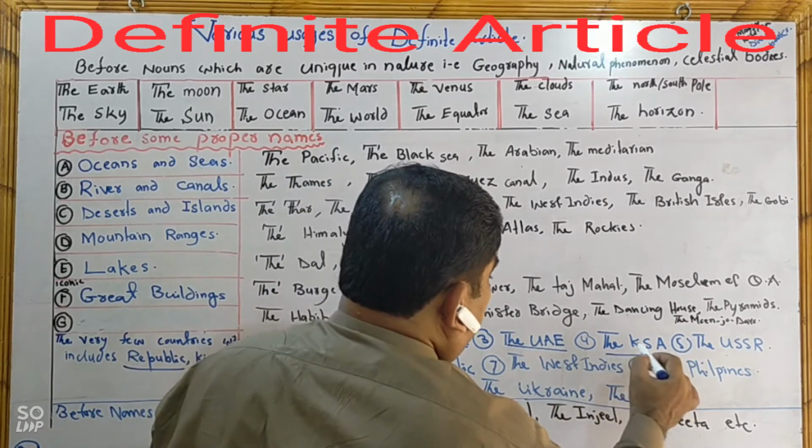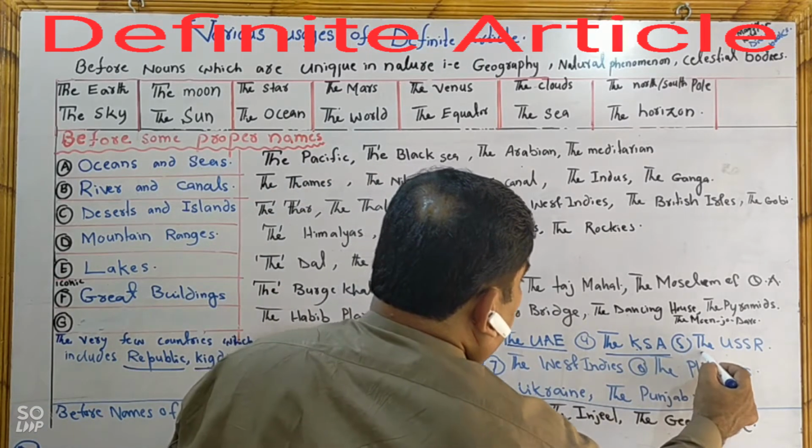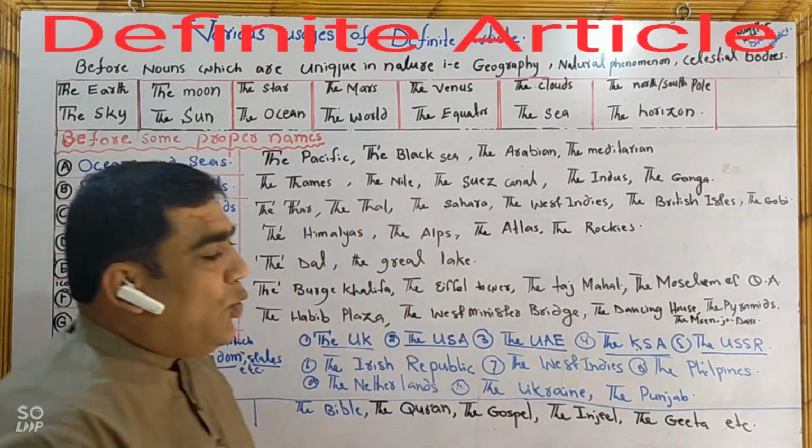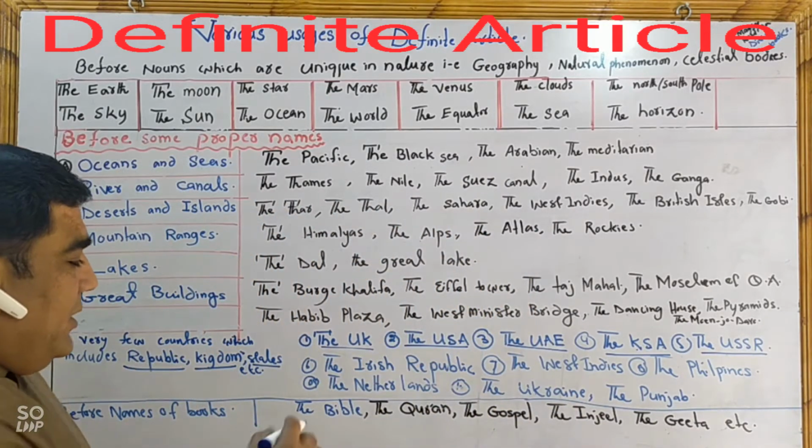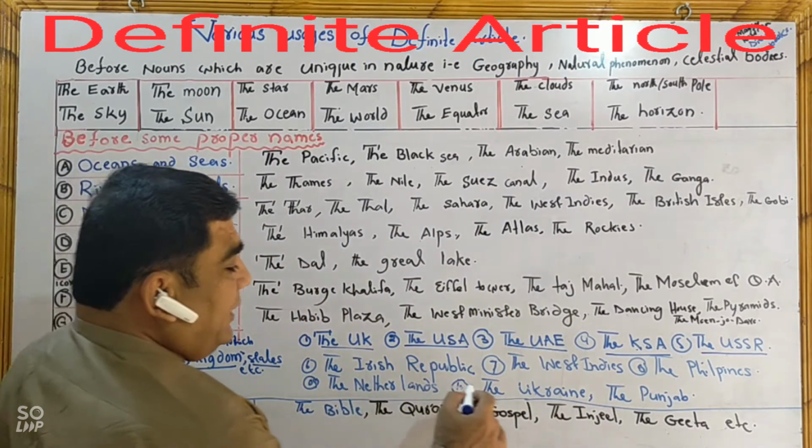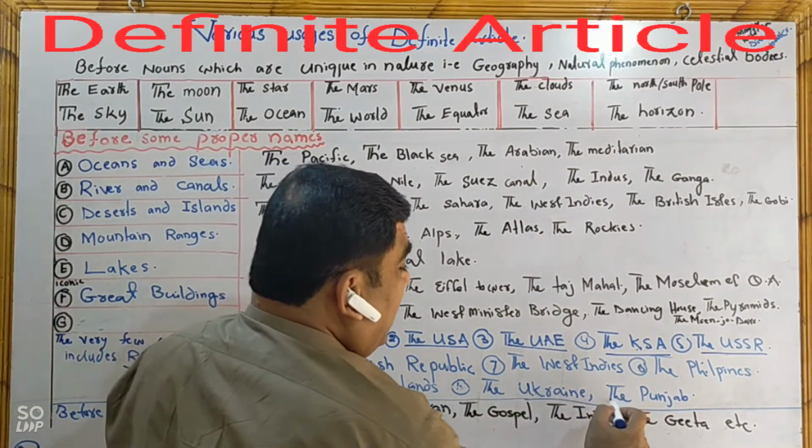The UAE, the KSA, the Kingdom of Saudi Arabia. The USSR, the old name of Russia. The Netherlands, the Ukraine and the Punjab.